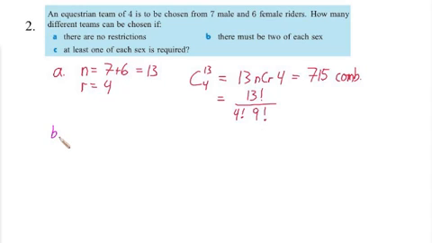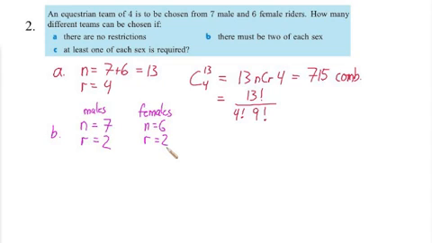Now I'm going to add some restrictions. So there must be at least 2 of each sex. So I need 2 males and 2 females. Really, I'm going to do 2 different combinations here. I need to split it up into 2 different combinations so that the total number of males is 7, and I'm going to take 2 of them, and the total number of females is 6, and I'm also going to take 2 of them.